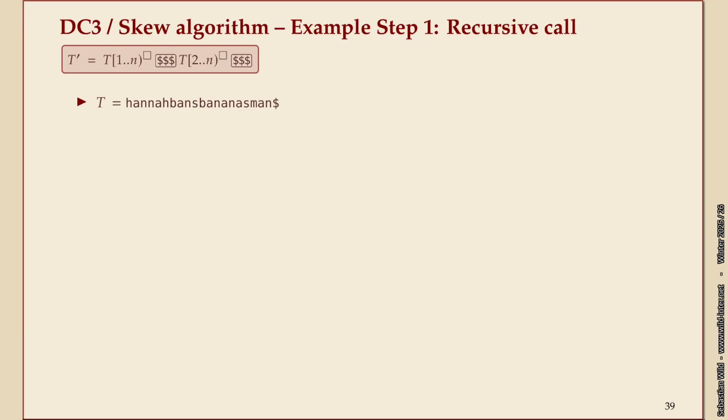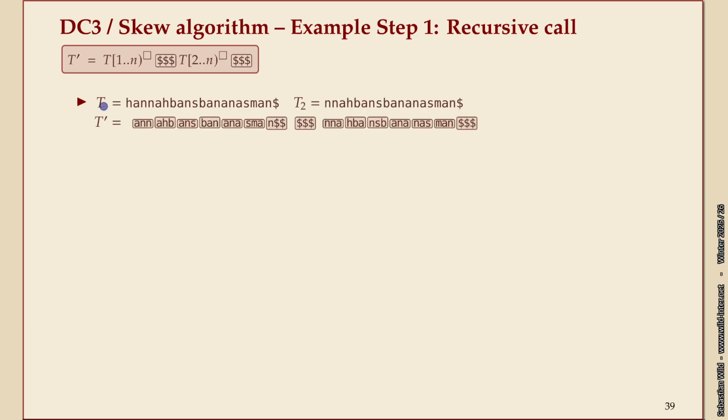Here's an example for how to construct this string t prime. That's the text from before. You construct the text where you leave the first two characters off, and here you leave the first character off, and then break it into blocks. To make it work nicely, you have to include the right number of $ signs, but it's not a big deal.